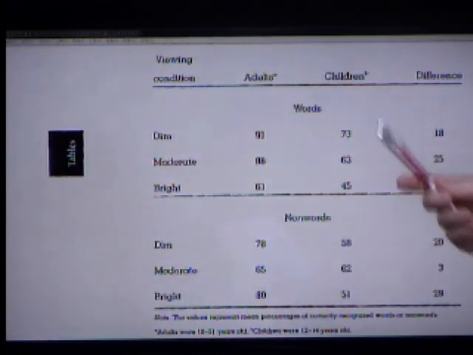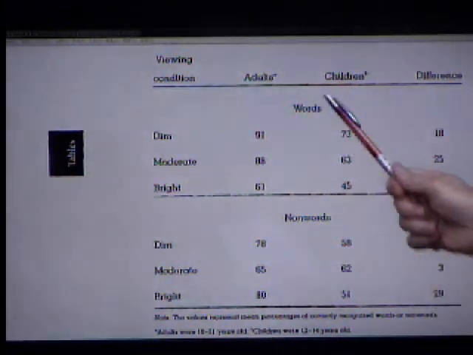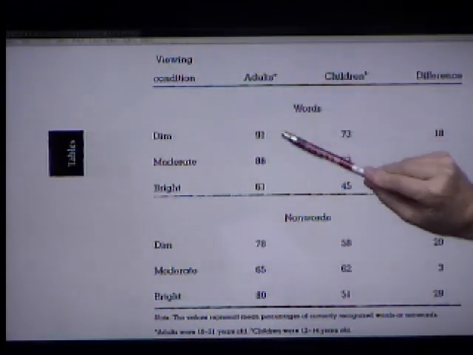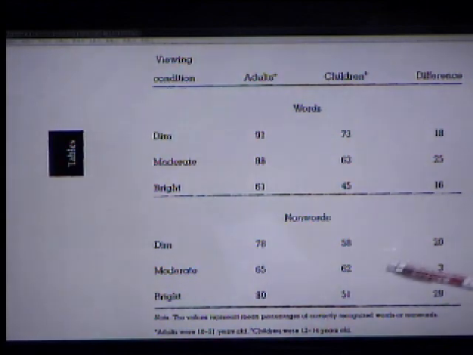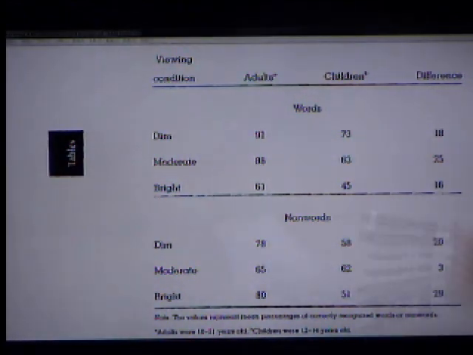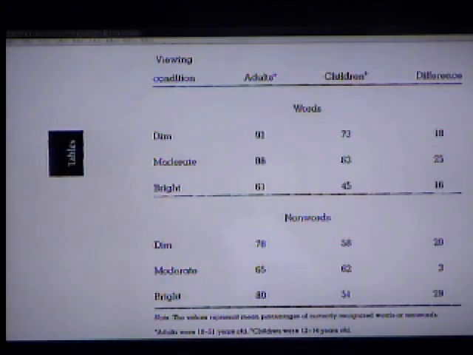So what did we learn from this table? It looks like if you're reading words, adults do better in the dark and in the moderate and in the bright. And if you're reading non-words, all children are useless. Just get rid of them. That's the conclusion. Anyway, it doesn't matter what it means. It just matters that we know how to make a table.